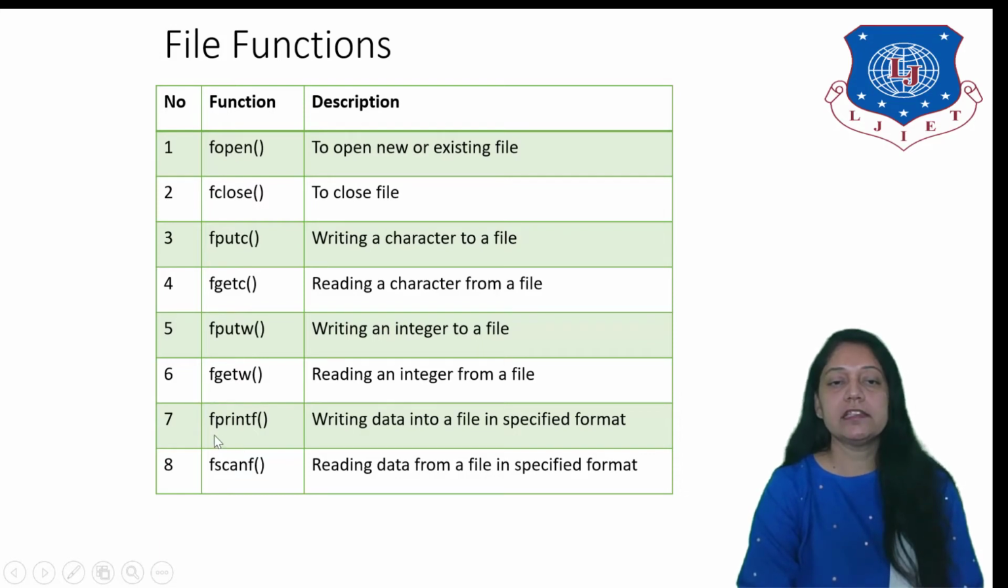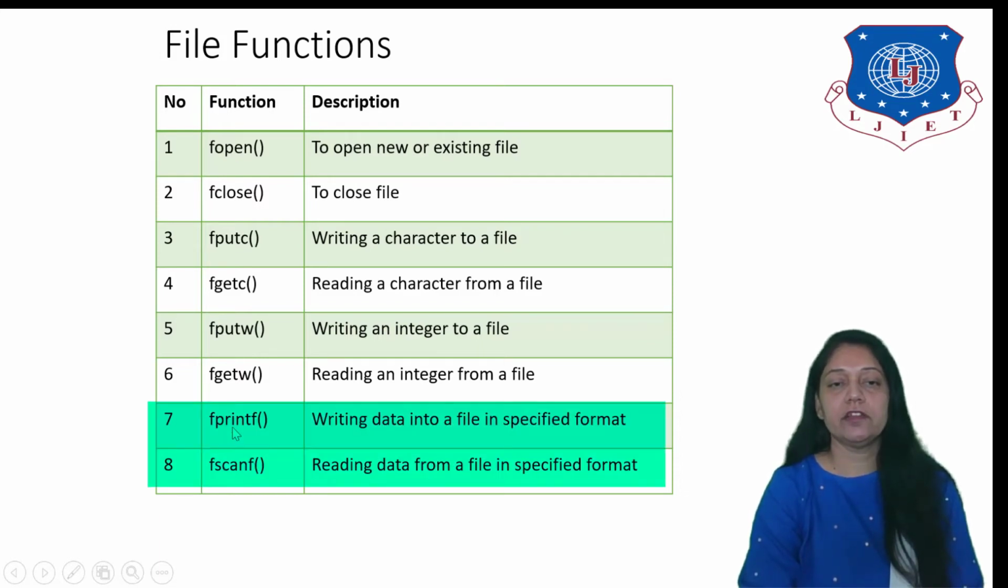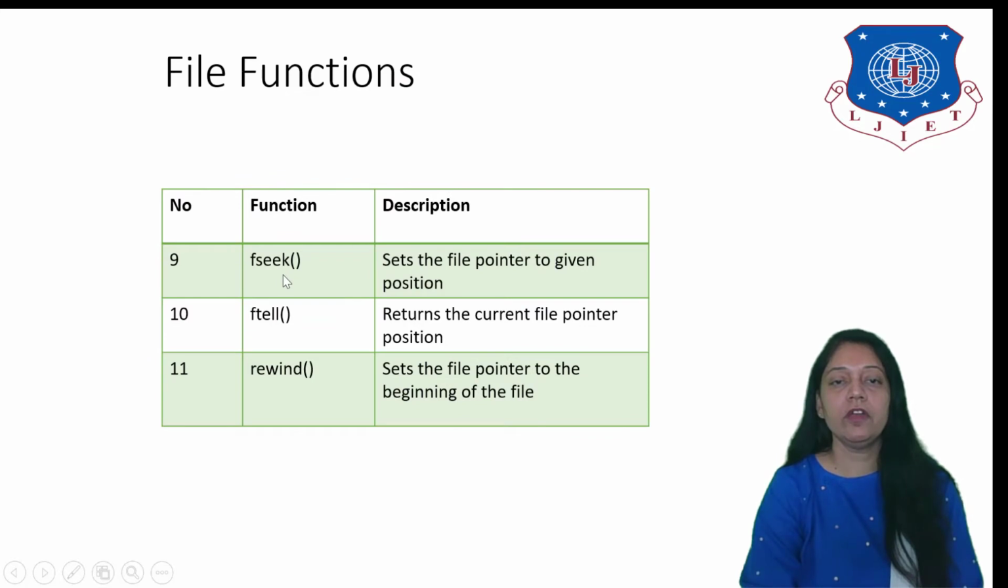And the next ones are fprintf and fscanf. This fprintf is also used for writing data in a file, and fscanf is used for reading data in a file. The advantage of these two functions is that we can read and write data in a specified format.